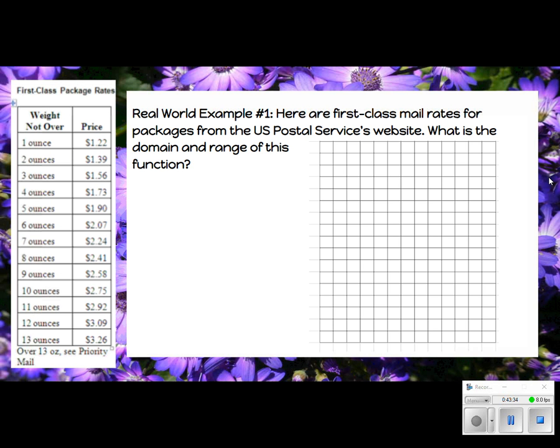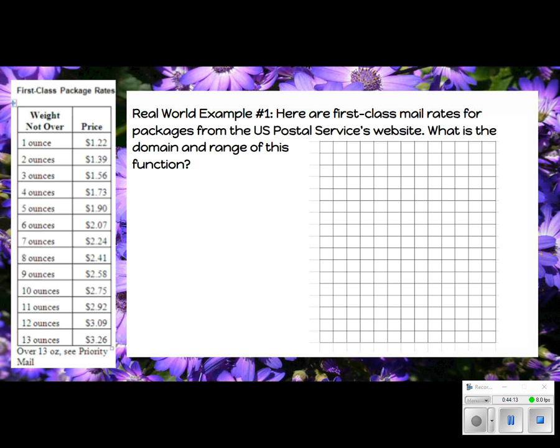So here are first-class mail rates for packages from the U.S. Postal Service's website. And this may be old, but it still works. What is the domain and range of this function? So what we have to do in this case, I'm going to graph. These are not in your notes, so you can just watch, follow along. But you have anything from 1 ounce to 13 ounces. Once you hit 13 ounces, you have to leave first class mail and go to a different type of mailing system, priority mail. So you have to think about what are the possible weights that we could have.